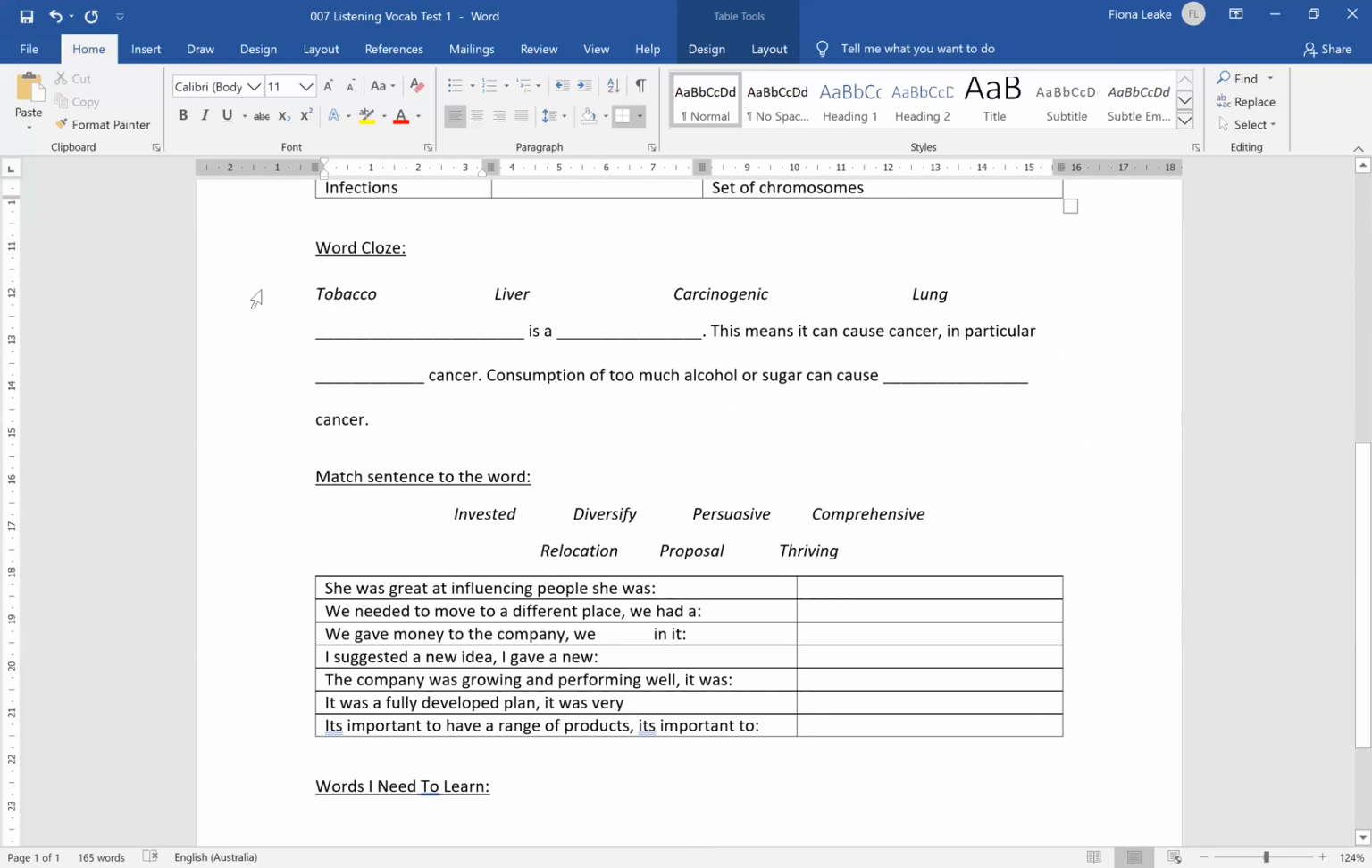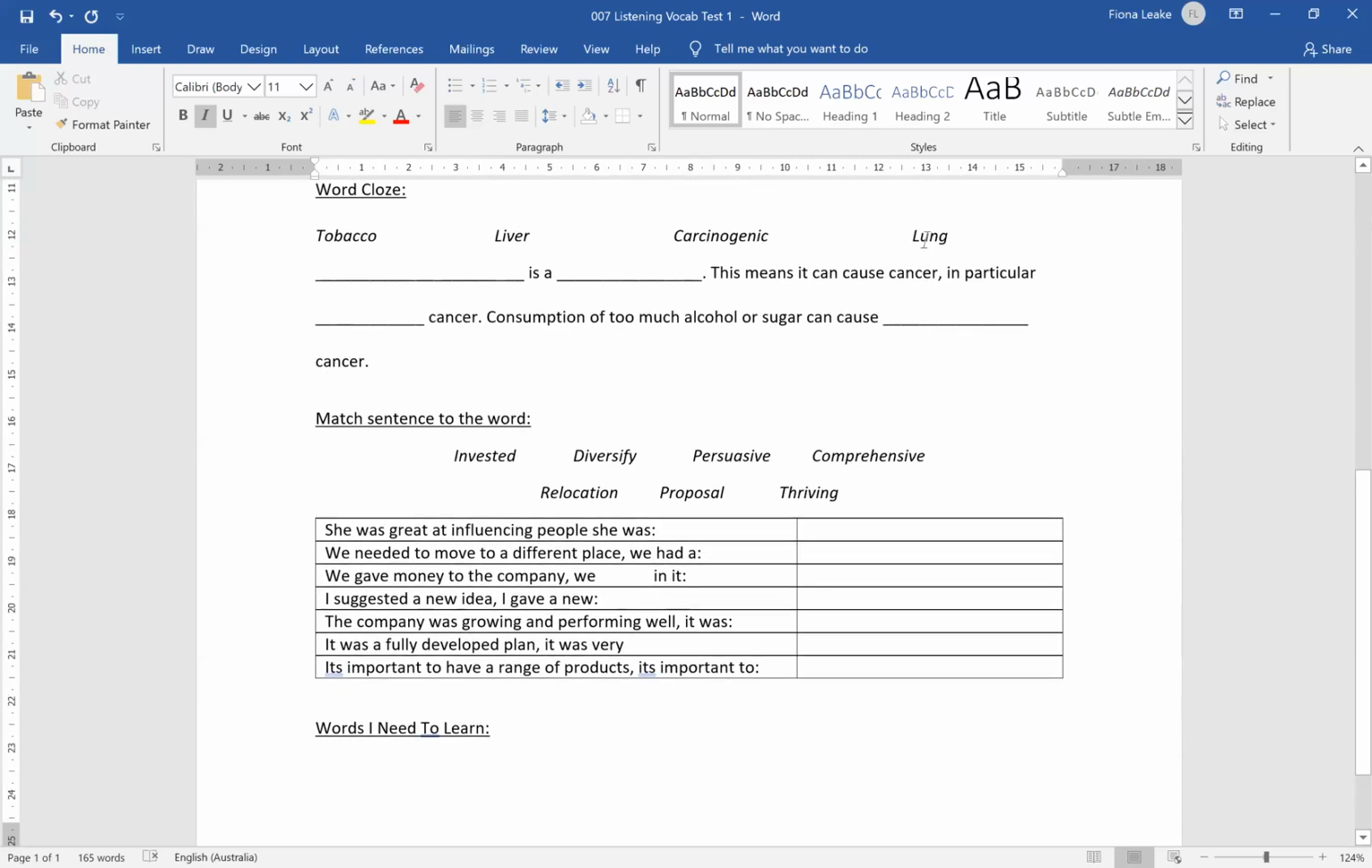Let's move down to the word close. Tobacco, I should have explained a little bit further. I'm sure that you all know, but tobacco is in cigarettes. So the answer to this, tobacco is a carcinogenic. This means it can cause cancer, in particular, lung cancer. Consumption of too much alcohol or sugar can cause liver cancer. Your lung is the apparatus through which we breathe, and your liver is what processes all of the things that you eat and drink. So you've got to eat and drink good things to make sure that our liver stays nice and healthy. So here you can get 1, 2, 3, 4 marks, 1 mark per correct word. So you can get a total of 4 marks here.